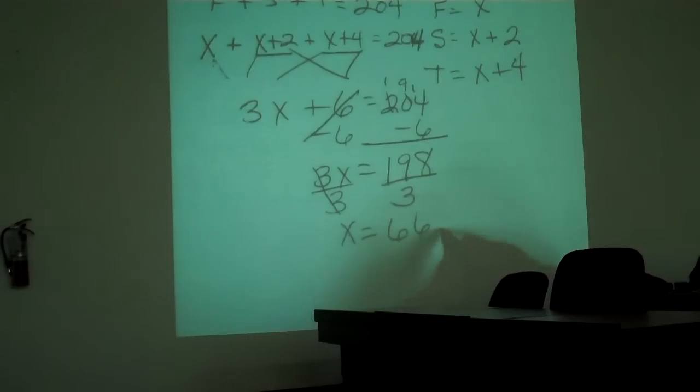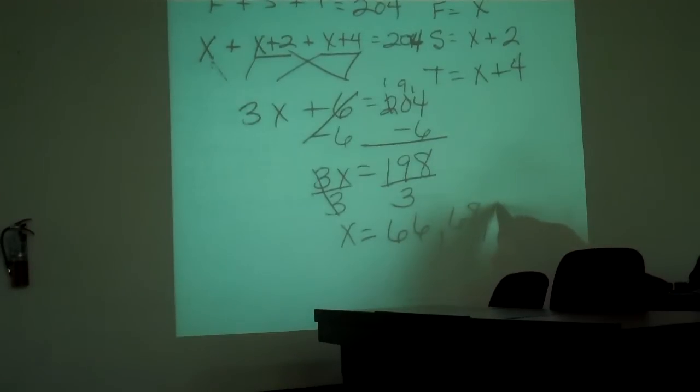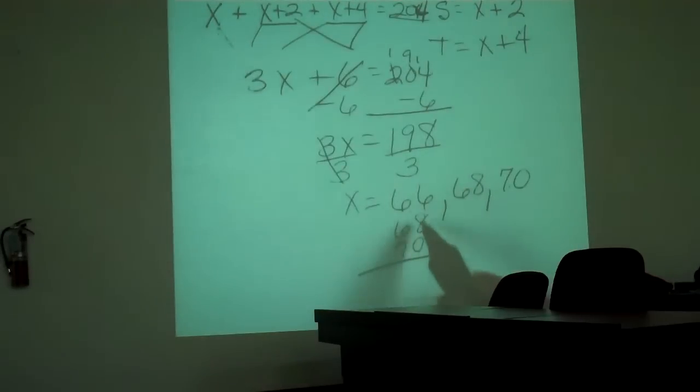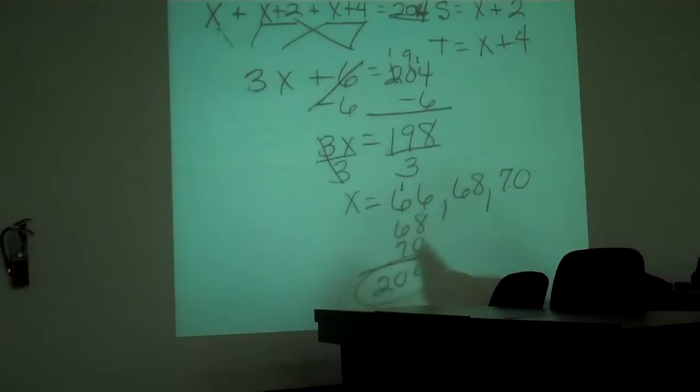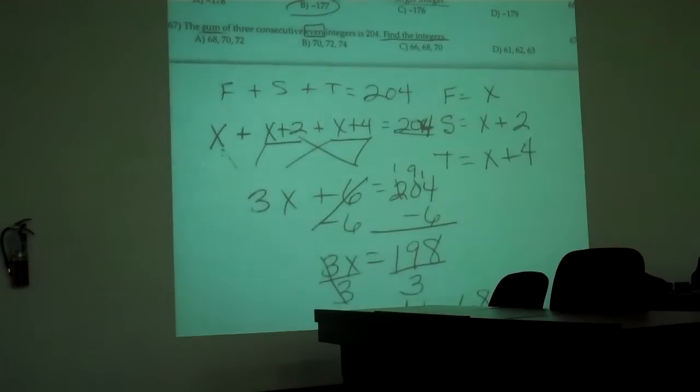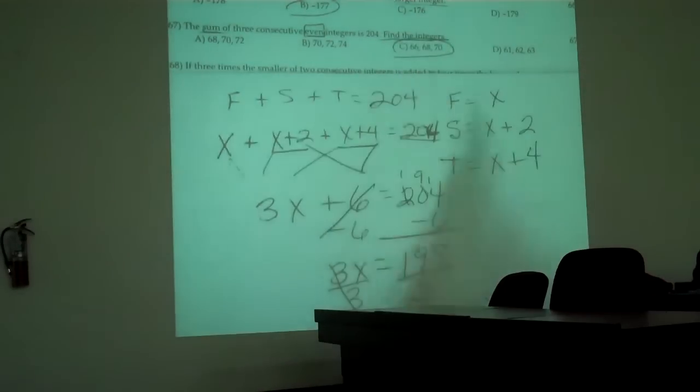And the second one would be add 2, 68. And the next one, 70, right? Add 4. Add these up and make sure they come up to what it's supposed to come out to. 6 is 14, 12, 20, yep, they add up to 204, so that's the three numbers. Did it want all three numbers? Yes. Find the integers, so you need all three numbers, 66, 68, and 70.